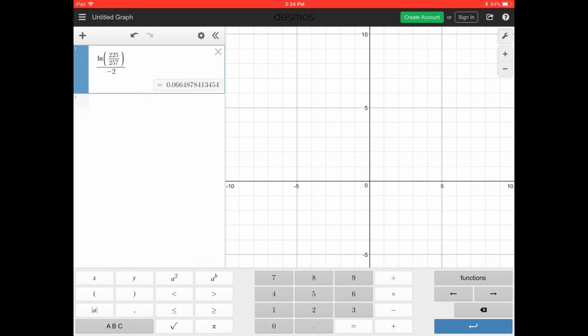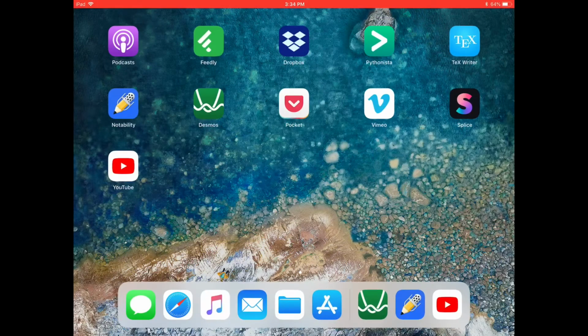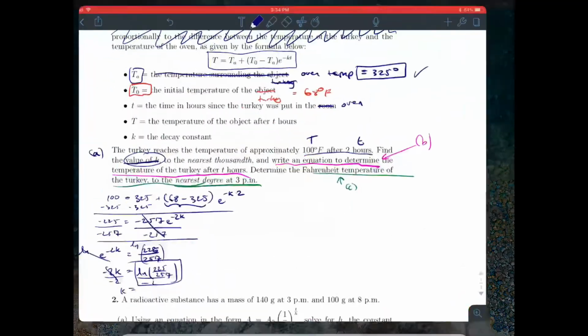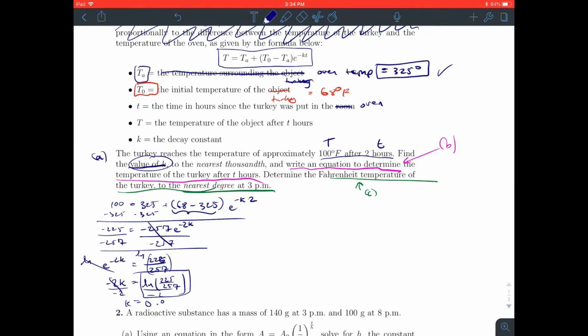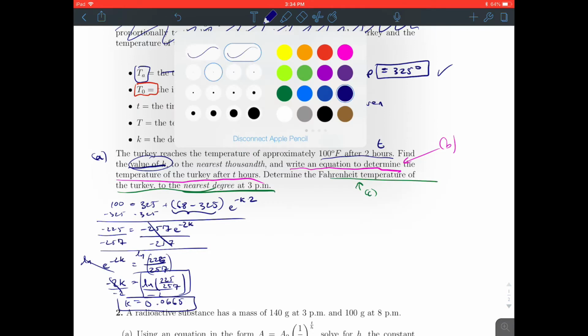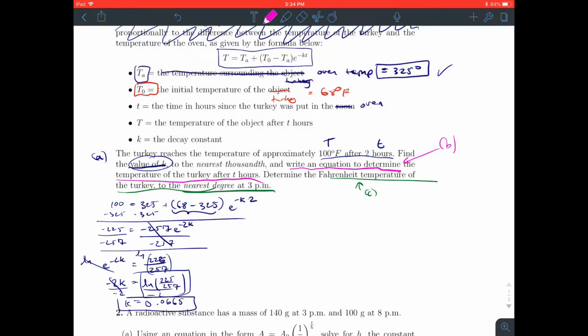We get 0.0665. So we have part A done, k equals 0.0665, which is great. What that lets us do is write an equation for the temperature of the turkey after any number of hours. And that's very simple. We just go back to the original problem here.